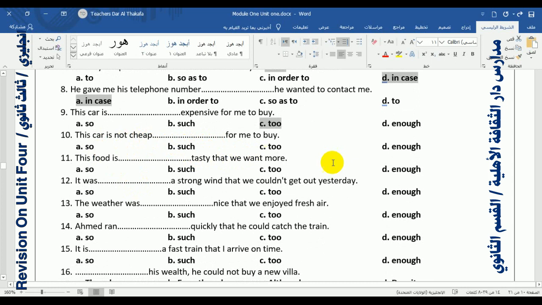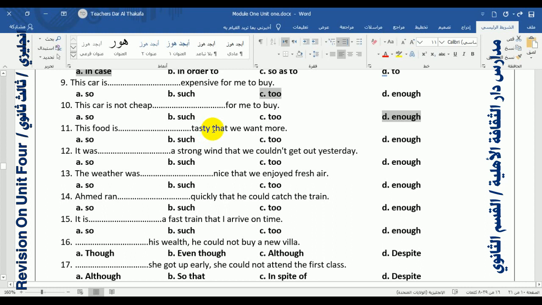This food الأكل ده tasty that. عندي كلمة that في الجملة موجودة زي ما انتم شايفين. قبلها tasty adjective صفة كلمة واحدة. يبقى your correct answer أقول إيه؟ So ولا such ولا to ولا enough؟ Yes, your correct answer is so tasty.